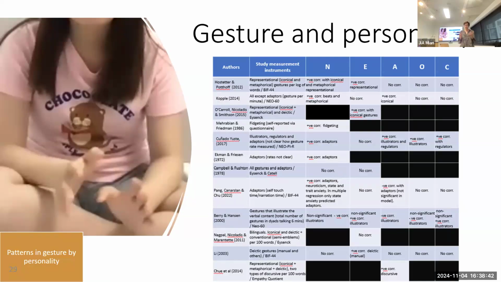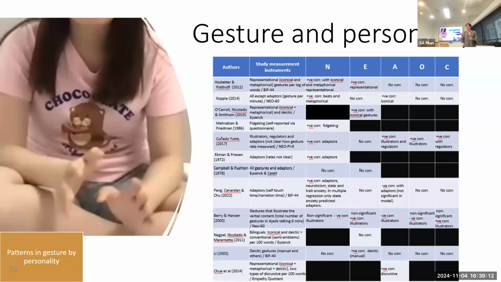There's not too many studies on this, but it has been done before. And what they have found is that neuroticism, which is related to anxiety, seems to be positively correlated with iconic gestures specifically, and also positively correlated with those adapters, fidgets, maybe those things that we're calling flutters, although the literature doesn't call them flutters.